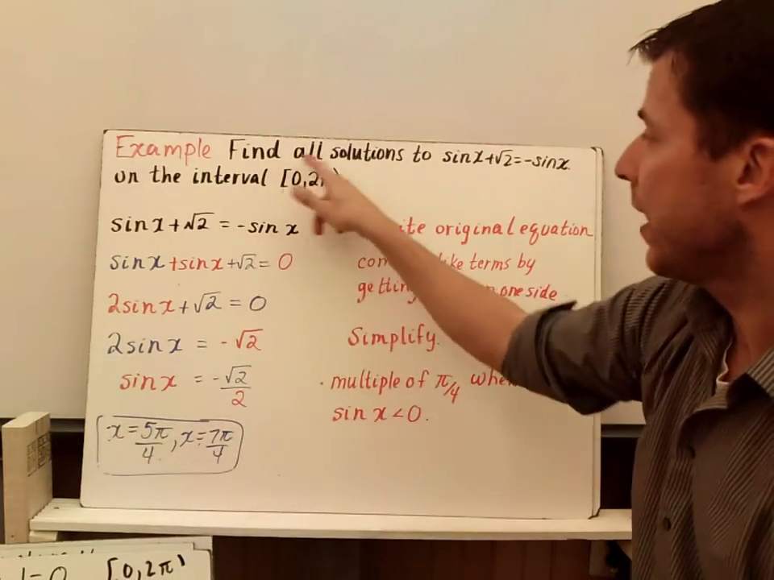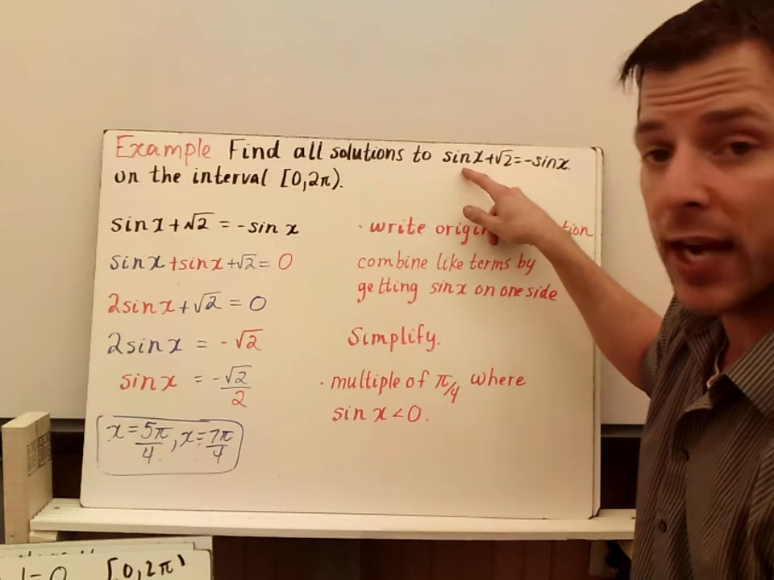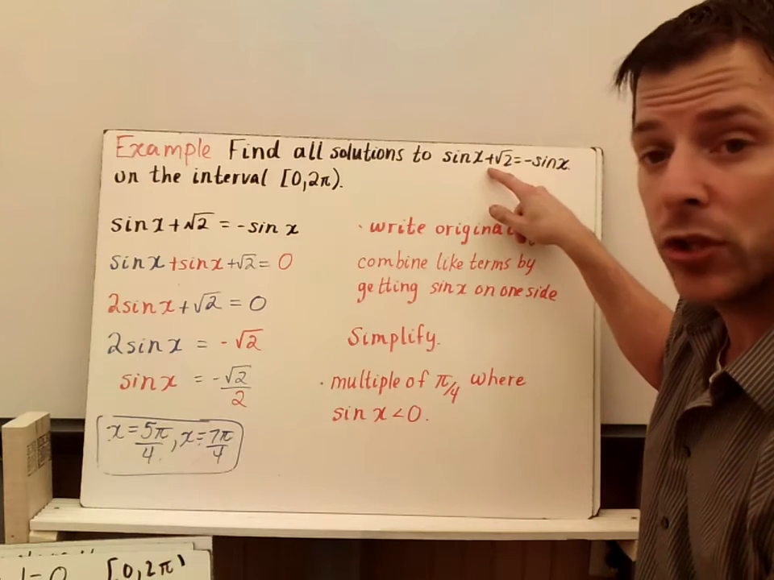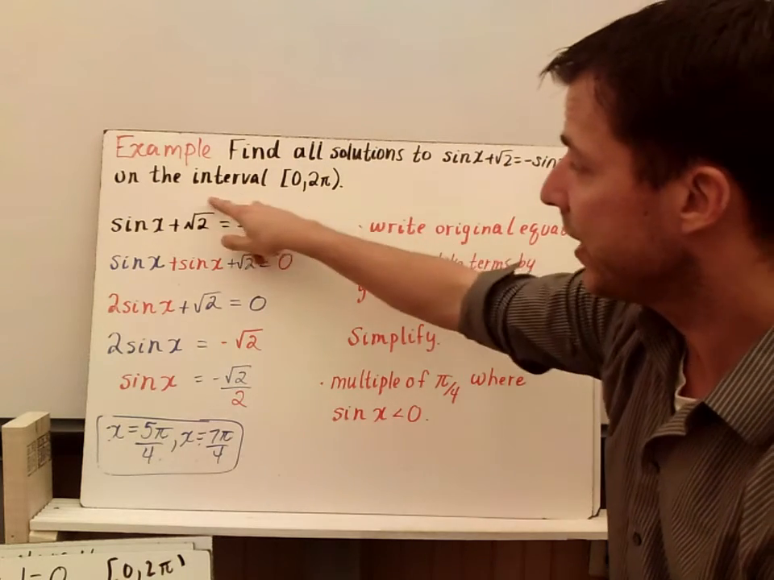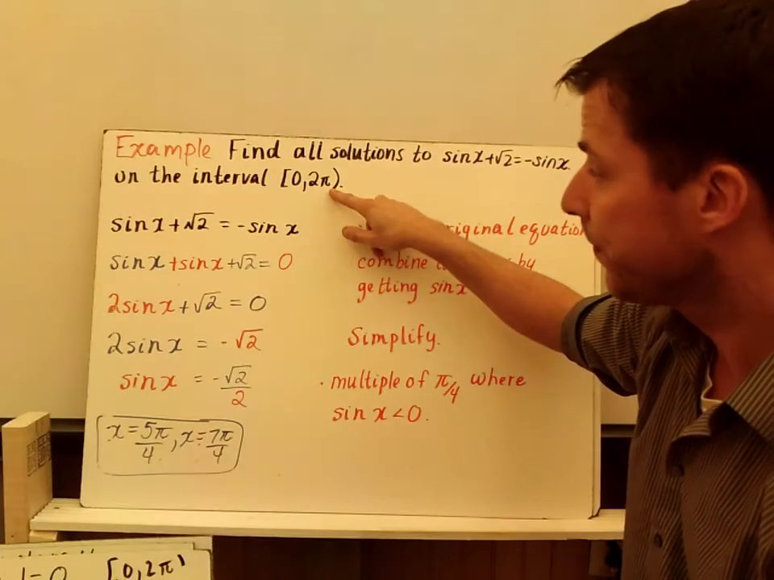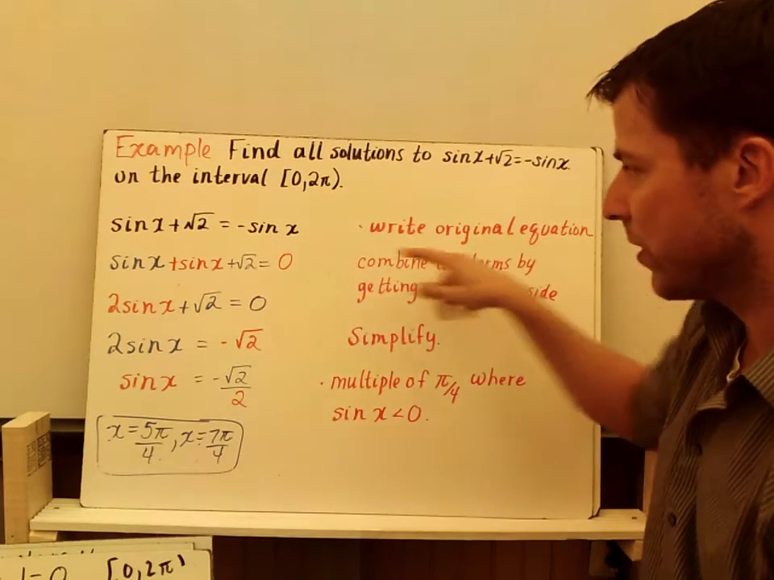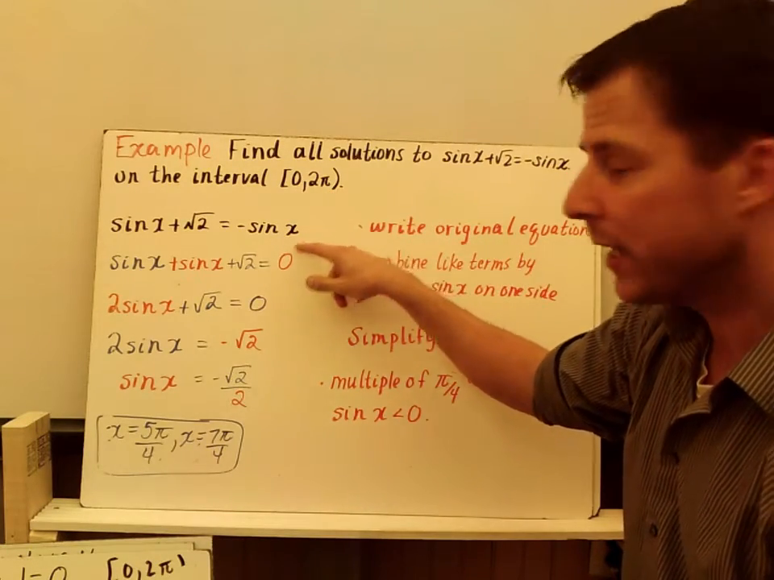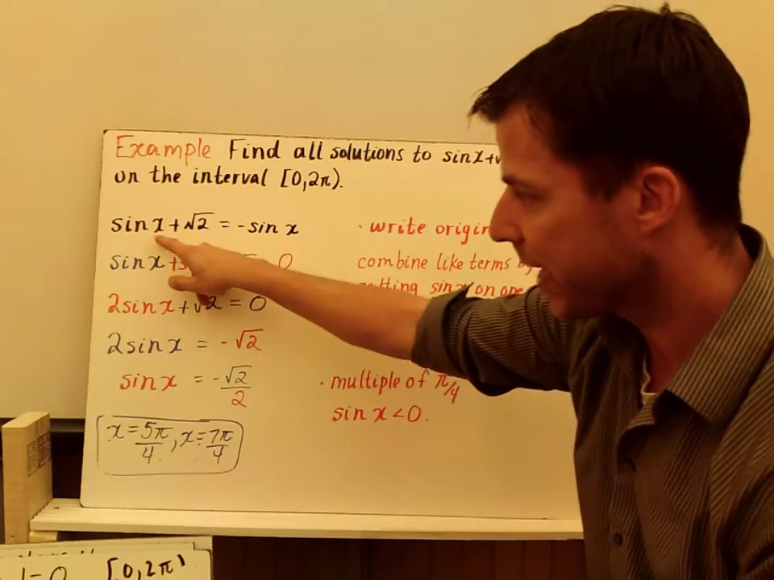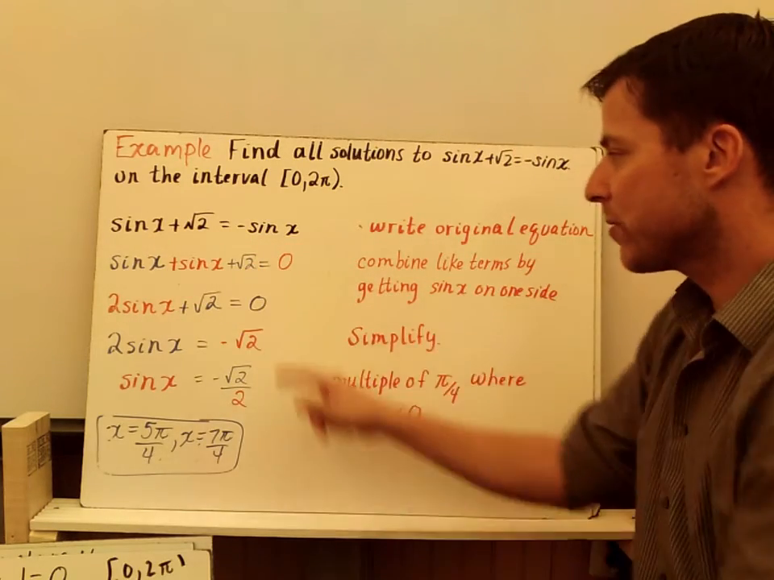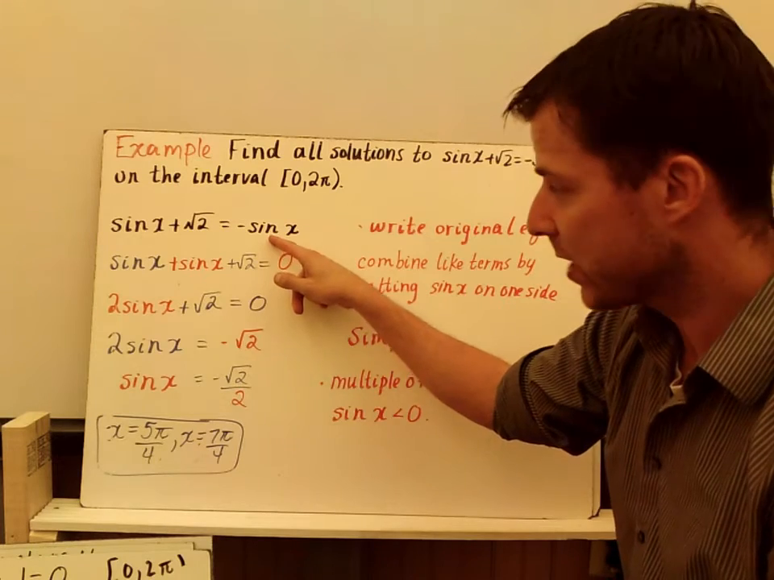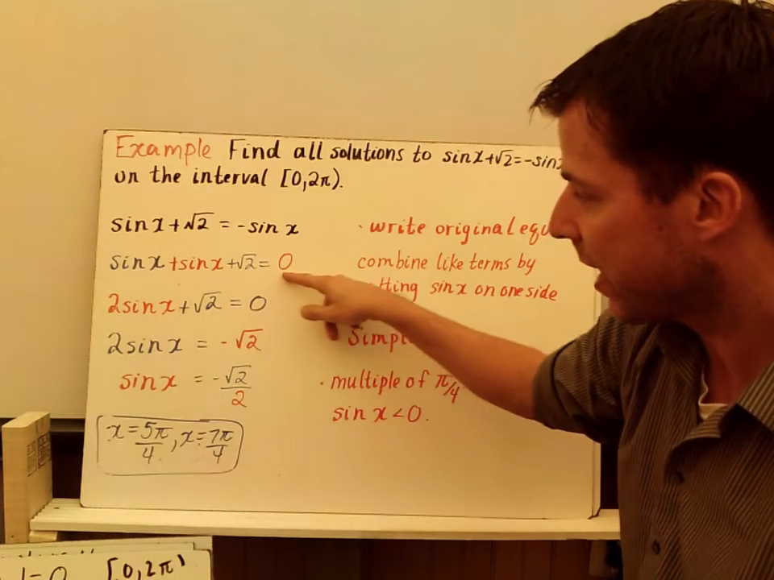We're going to again find all solutions to the equation sine of x plus root 2 equals negative sine of x on the interval from 0 to 2 pi. Now, again, I just write the original equation. I want to combine like terms. Notice I have a sine here and a sine here. So let's combine like terms by bringing over that sine x by adding it. So I did that in the second line here.